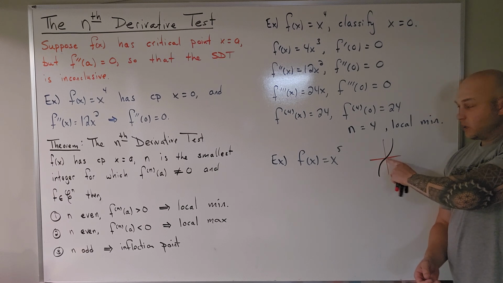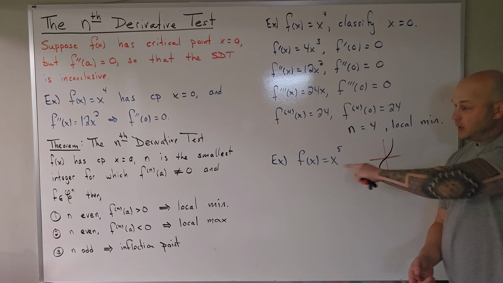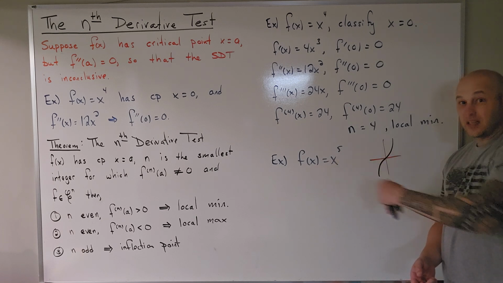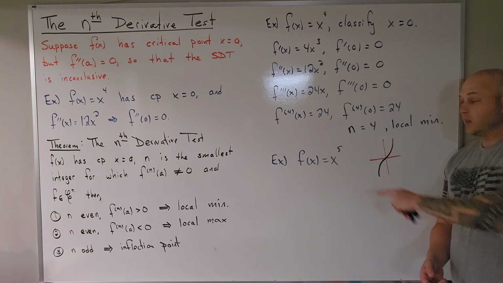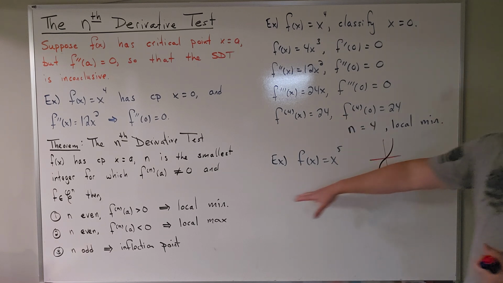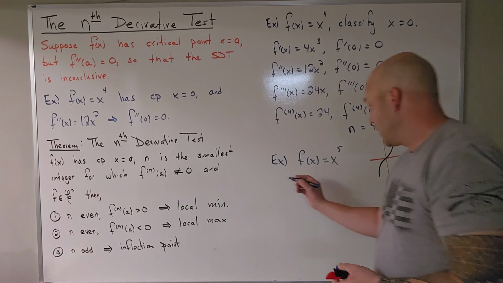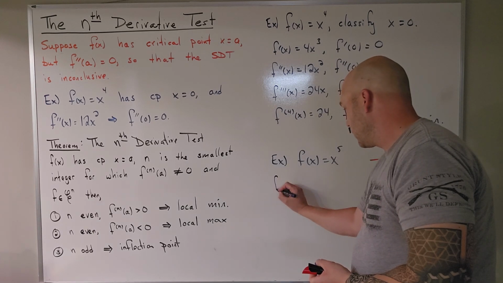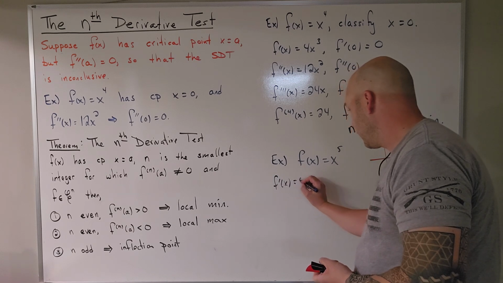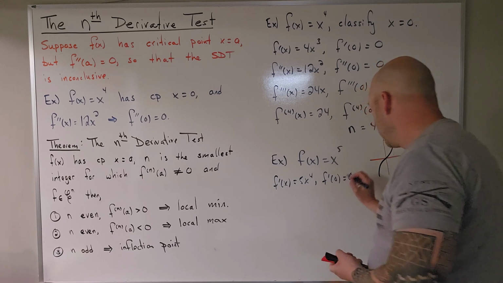Clearly x equal to 0 is a critical point, and clearly it's an inflection point. But let's see, because the second derivative test is inconclusive for that critical point. Let's run through the computations to make sure we see how it matches up with the nth derivative test. Okay, so again, differentiate and plug in. So differentiate, get 5x to the fourth. First derivative is 0.